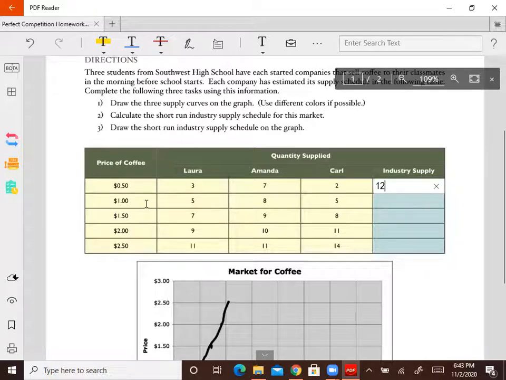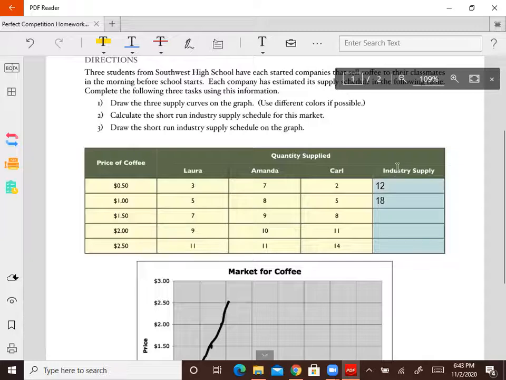I'll do the next one with you too. So at $1, our industry supply schedule, we're going to add Laura's 5 to Amanda's 8, which is 13, plus Carl's 5, which is 18. So you see what I did? Just adding across.